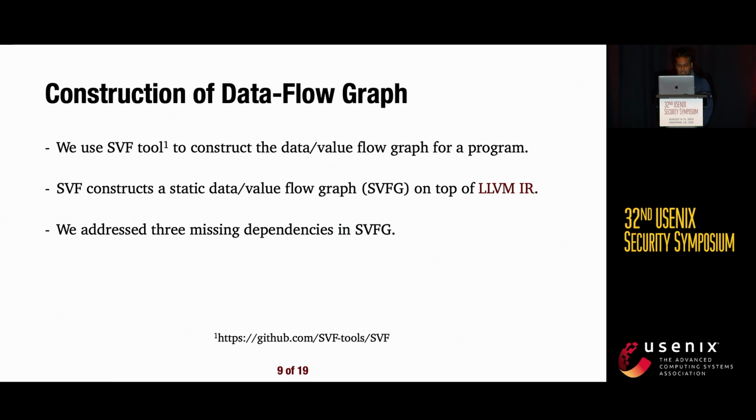As I said before, we applied our rules on top of a tainted data flow graph, and we use an existing open source tool called Static Value Flow, or SVF. This SVF tool can construct a static value flow graph on top of LLVM IR. But it had some missing dependencies specific to our task. For example, if an index of an array is tainted, then we want the array to be tainted as well, which is not captured in the default SVF graph. So we had to implement those sorts of features and dependencies in this SVF graph.